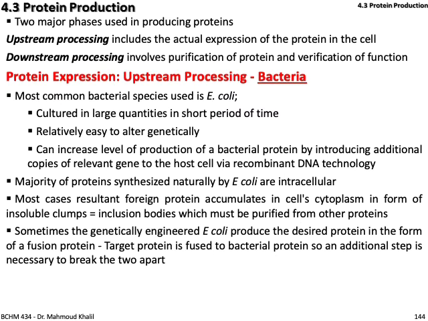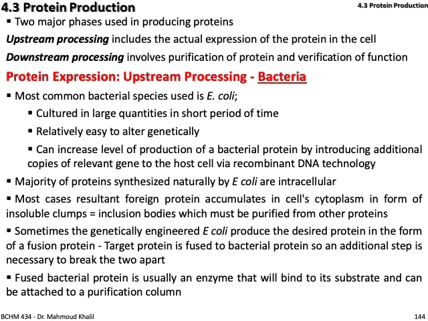Sometimes the genetically engineered E. coli produce the desired protein in the form of a fusion protein. That means it's attached to another protein. So the target protein is fused to a bacterial protein, so an additional step is necessary to break these two parts. The fused bacterial protein is usually an enzyme that will bind to its substrate and can be attached to a purification column. So you use this step to purify the protein by engineering and attaching it to another protein that is used to purify.